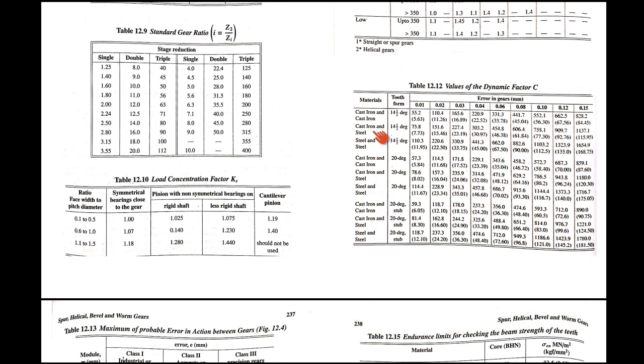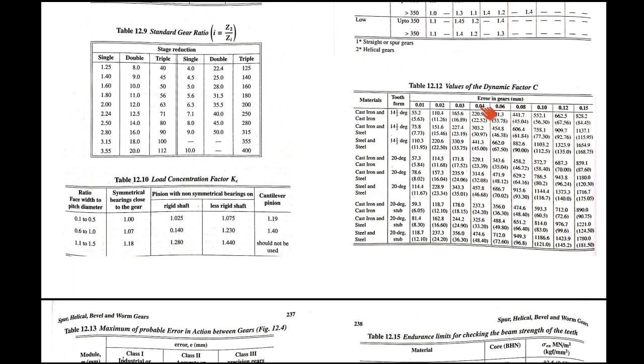Suppose you have a different combination like cast iron and bronze, or steel and bronze, something like that, you have to opt for the cast iron and steel column. That is how you have to select, because the material cannot always be cast iron or cast iron and steel. Sometimes you can have a combination of different materials. If that is the case, in this table you have to select the column or the row with the different combination, which is nothing but cast iron and steel. And based upon the error, if the error is 0.04, then the value of C is going to be 303.